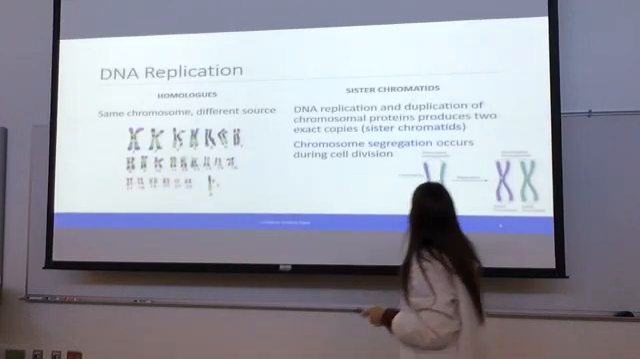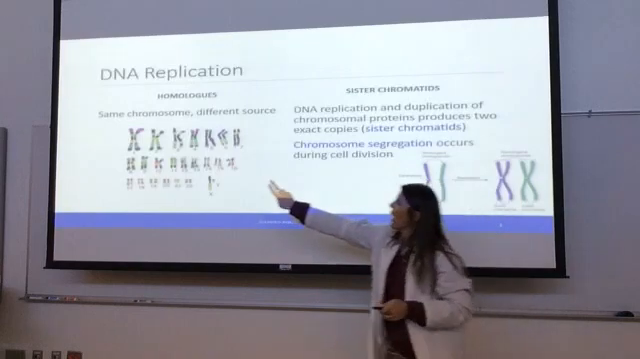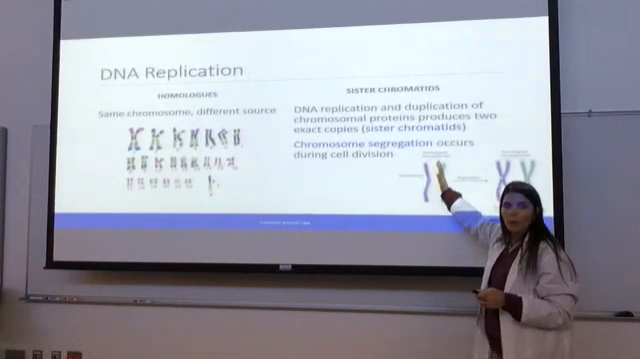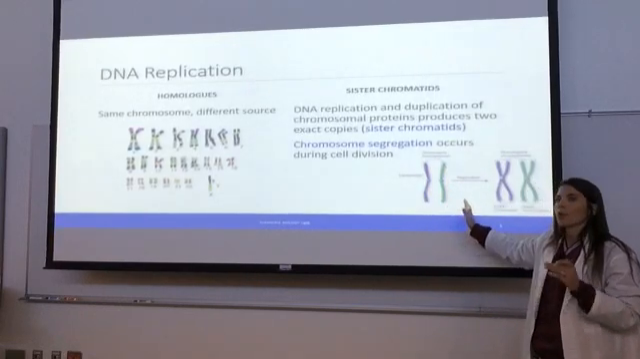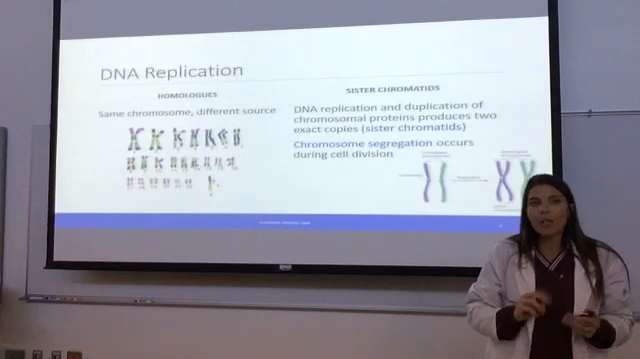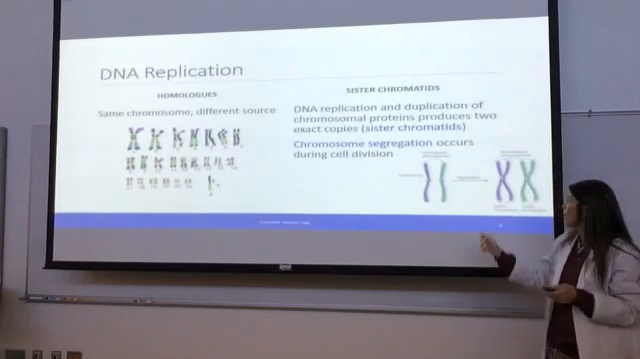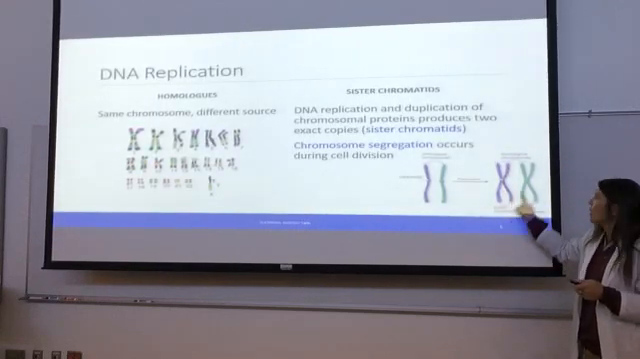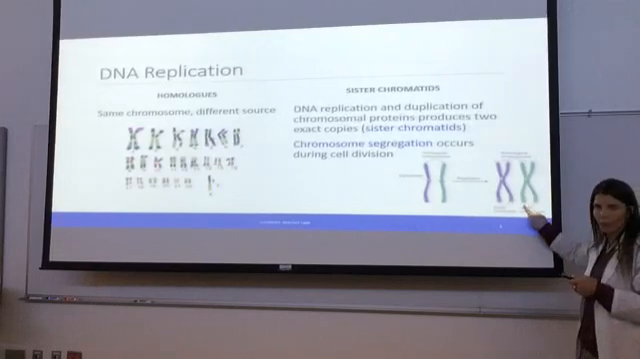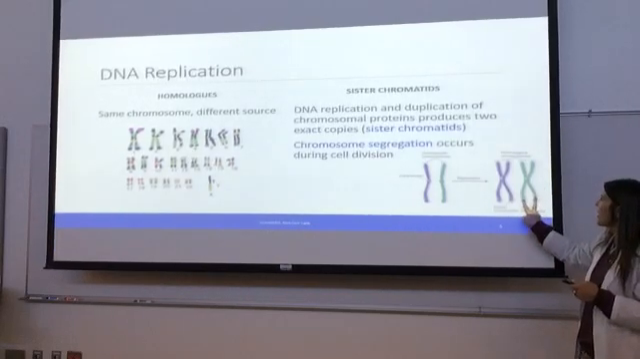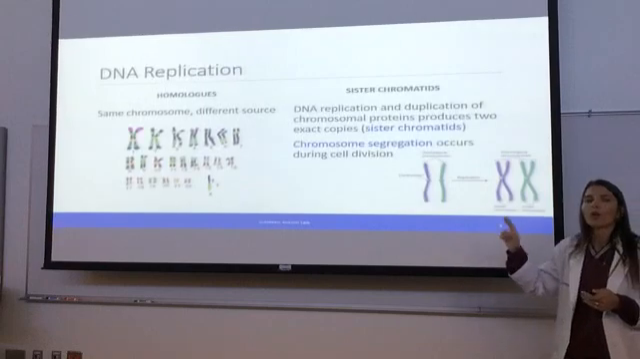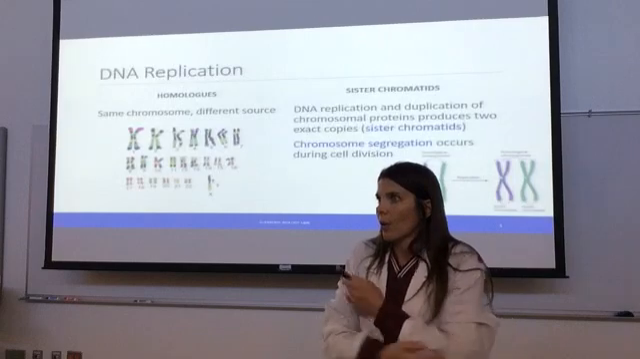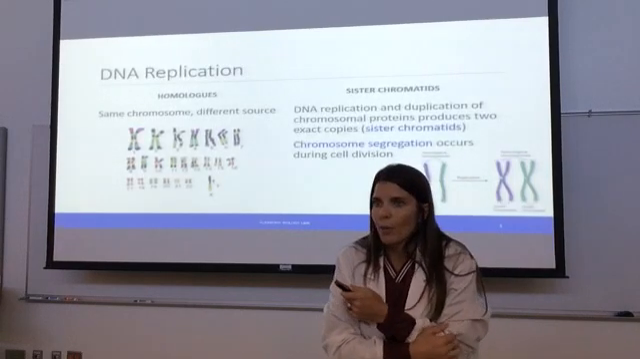So, what I have here is, let's say, my homologs for chromosome 1. I have chromosome 1 from mom, chromosome 1 from dad. Those are homologs. After DNA replication occurs, because you have to make a copy of both, I have my original from mom, my copy from mom, my original from dad, my copy from dad. These are now called sister chromatids, because they're an identical copy of that chromosome.